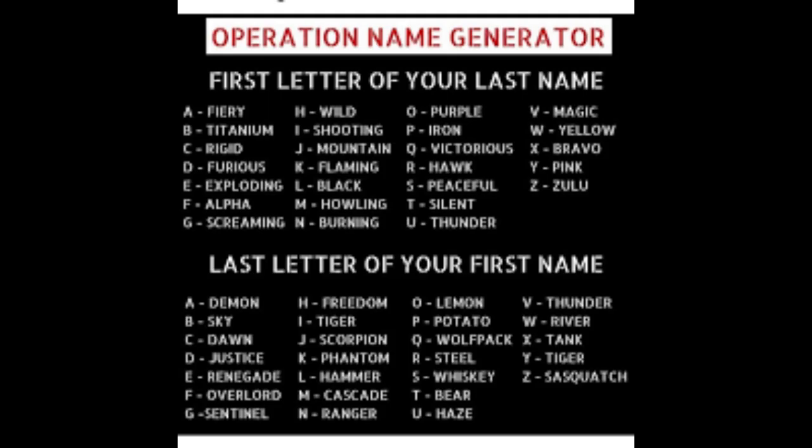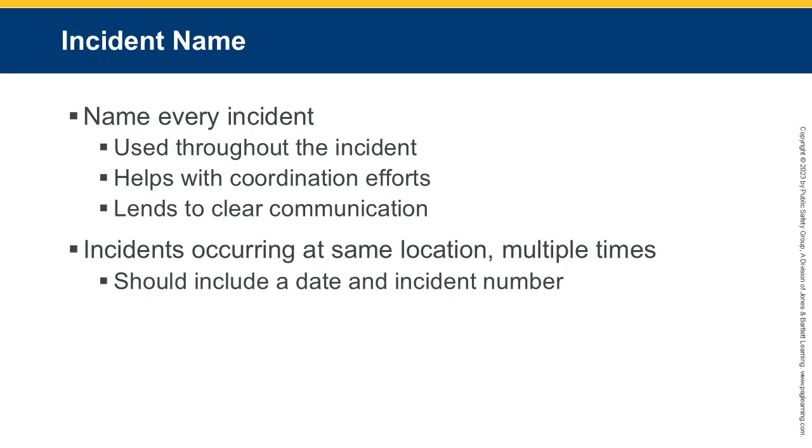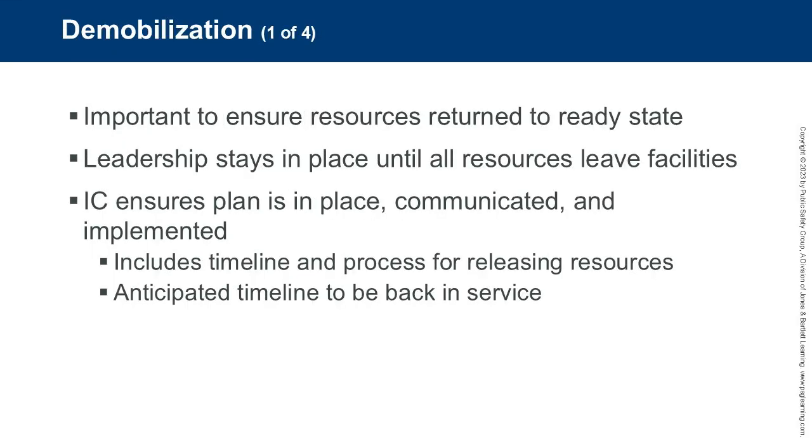Recurring incidents. If incidents happen at the same location multiple times, add extra details to avoid confusion. Date. Helps differentiate one incident from another. Incident number. A unique reference for official tracking. A good incident name is like a trail sign. It points everyone in the right direction and keeps the operation running smoothly.